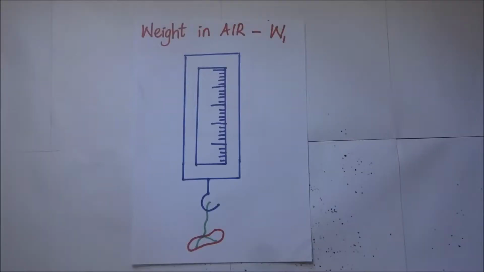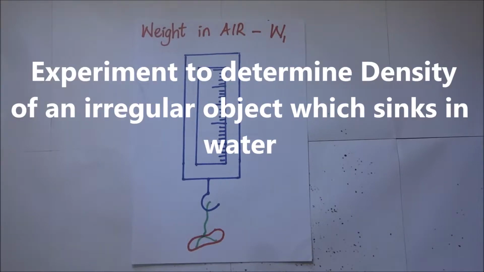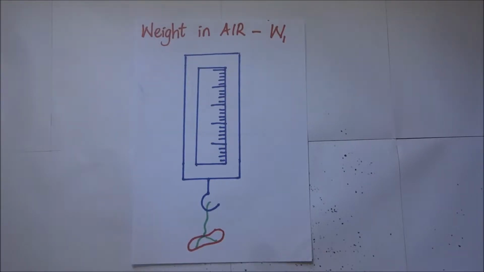Now, the overall idea behind this experiment is simply this. We are going to first get the relative density of the object, and then multiply it by the density of water. When we do that, we will be able to get the density of that irregular object, just like the way we've been doing in our previous sessions in the calculations.